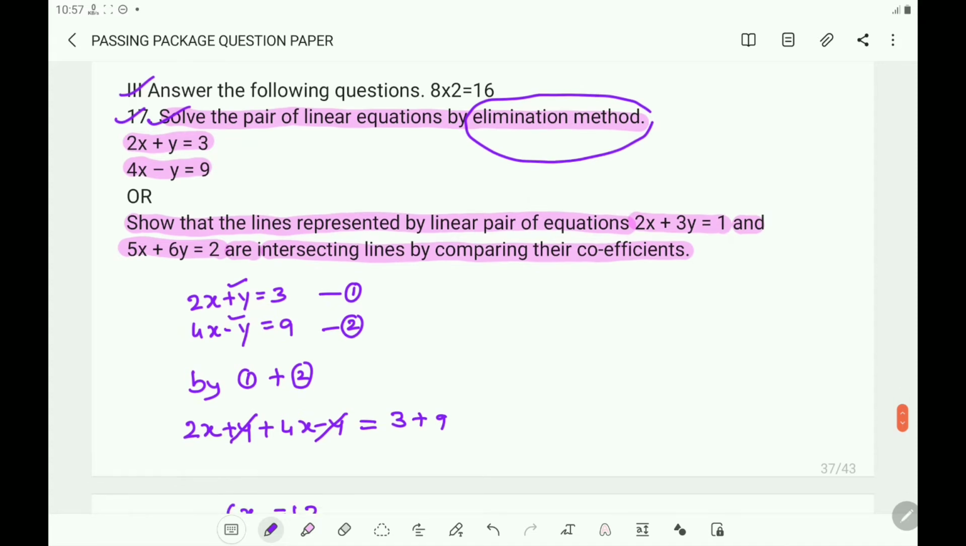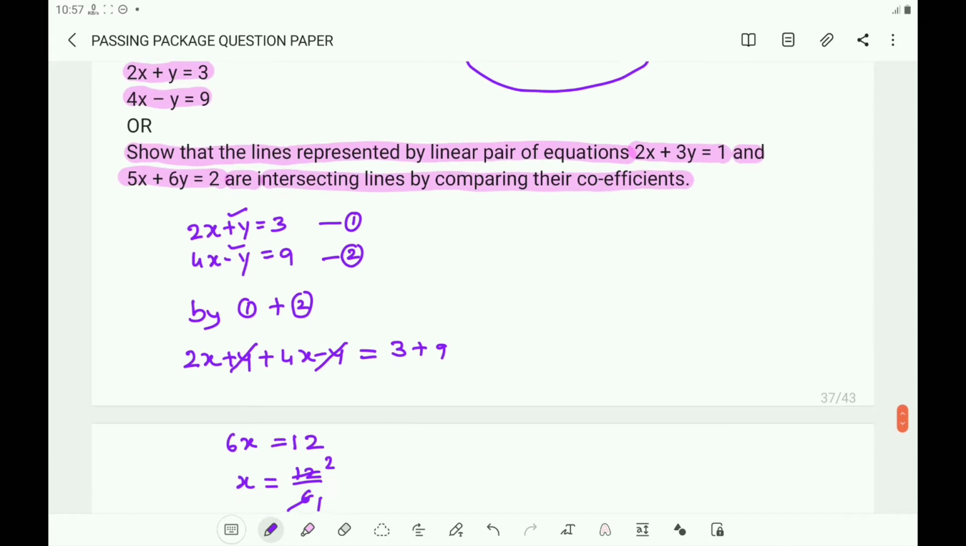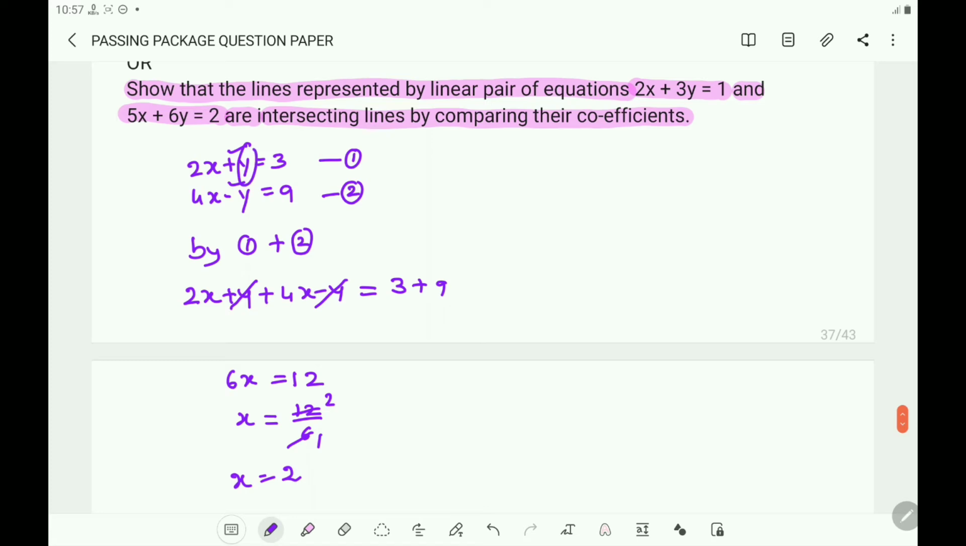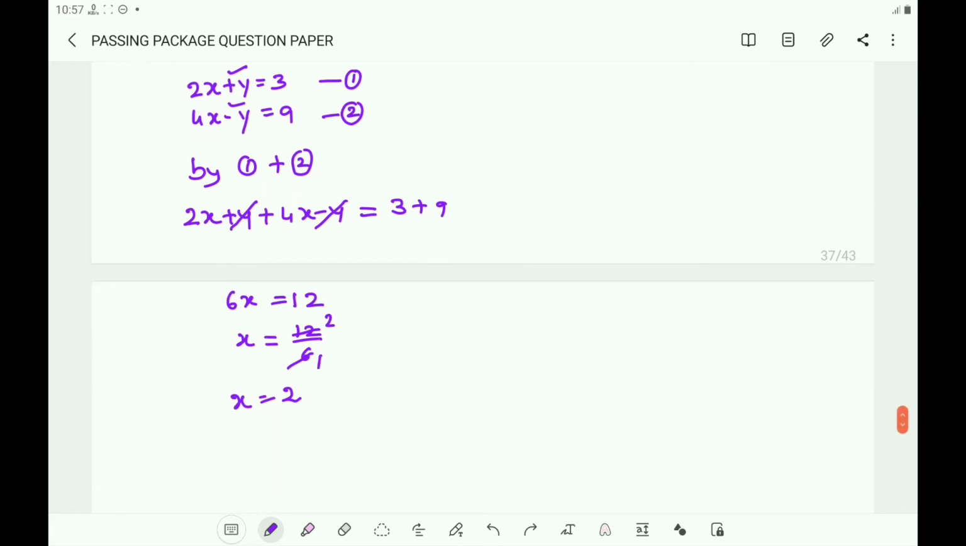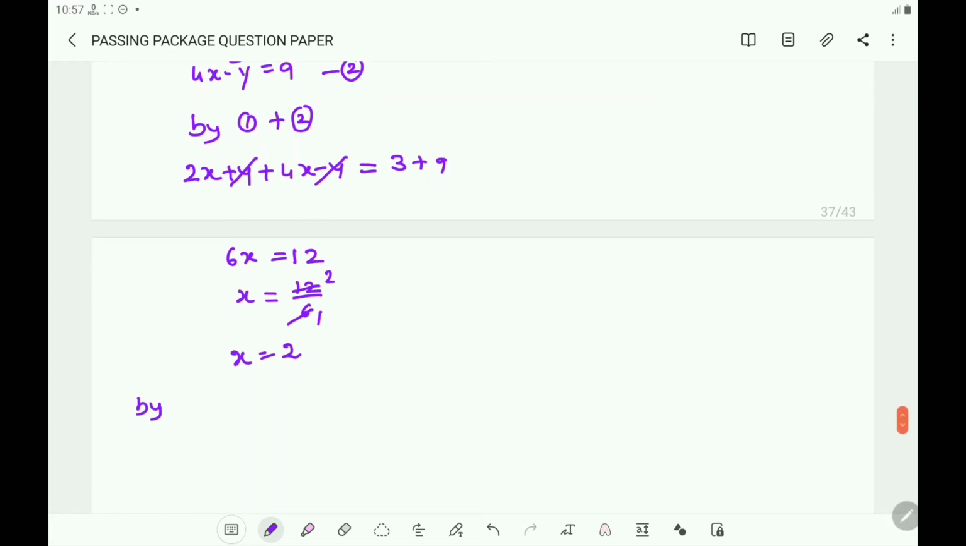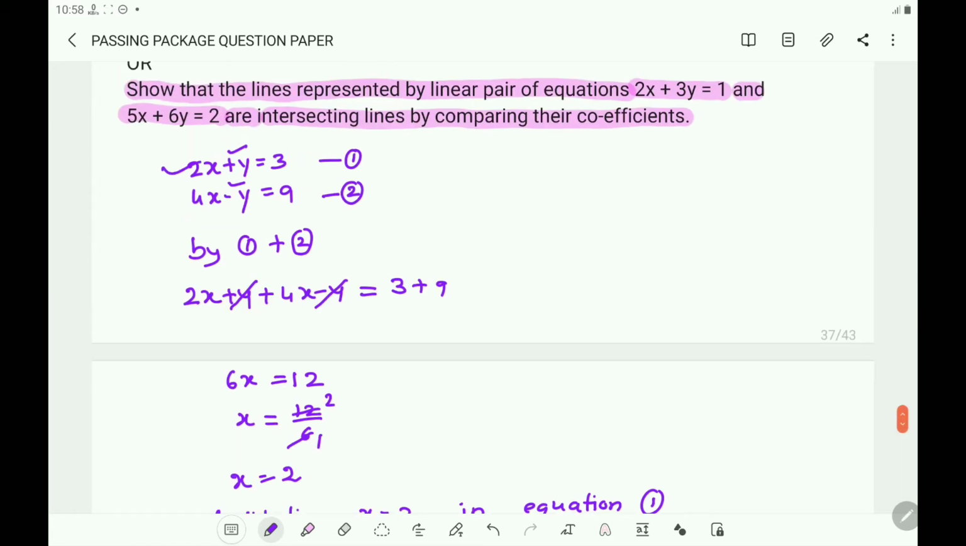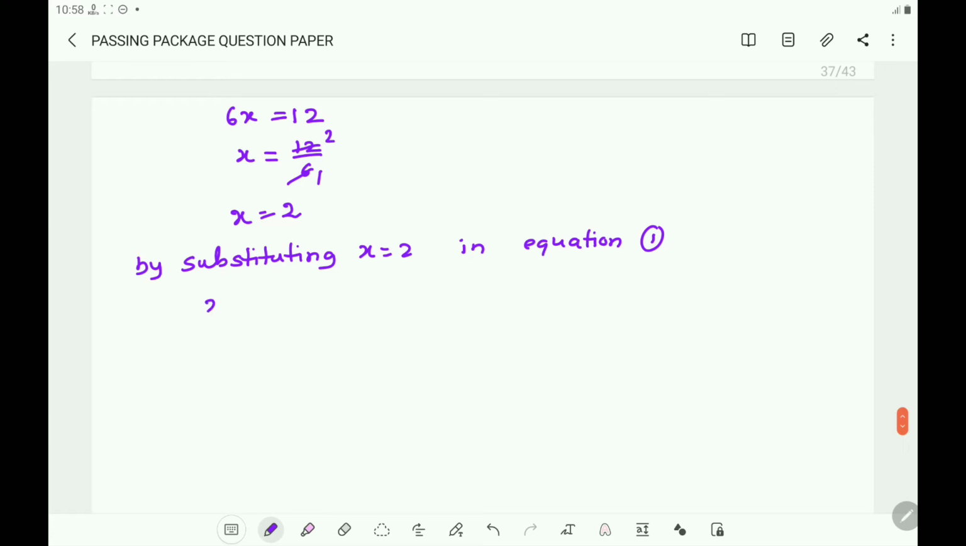Here you got the value of one variable. And to get the value of y, what you have to do? Substitute the value of x in any one of the equations. So let us substitute x equals 2 in equation 1, or you can also take equation 2. So let us take equation 1. You write the first equation, 2x plus y equals 3.